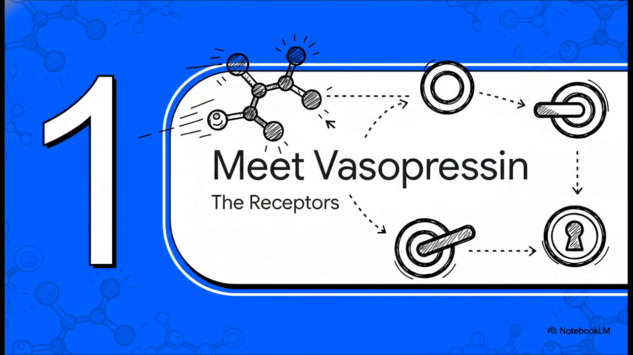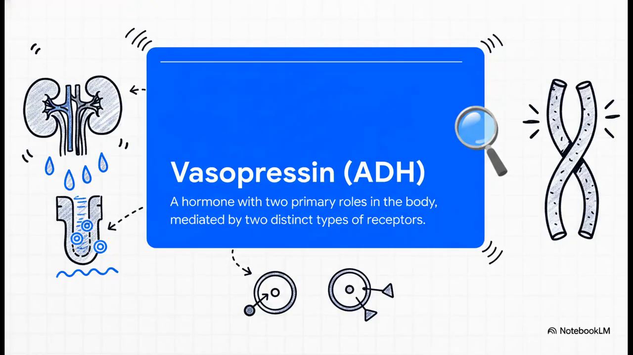First things first, we have to understand the main player of this whole story, vasopressin. Its entire action, everything it does, really just depends on which receptor it binds to. You can think of it like pressing a specific switch in the body. So, this hormone vasopressin, you'll also see it called antidiuretic hormone, or ADH. It's a real multitasker. It's got two primary jobs in the body. And how does it do them? Well, it uses two completely different types of receptors. And let me tell you, understanding these two receptors, that is the absolute key to unlocking this entire topic.